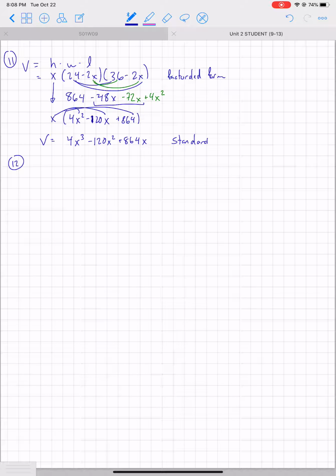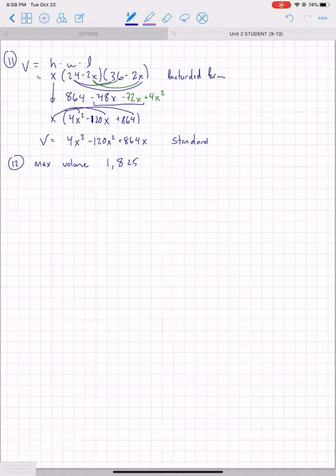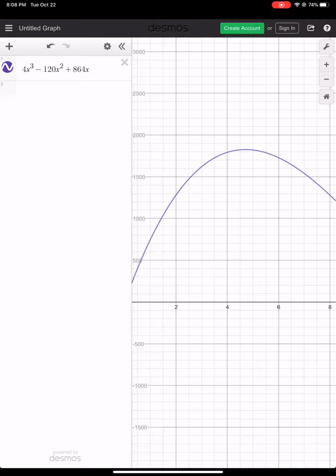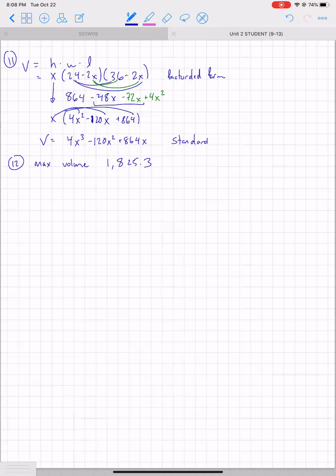It asked to find the maximum volume. So the max volume is the y value, because that's our equation, and we said it was 1,825.3. And we do know the units here should be inches cubed because it's volume. So that should be it.